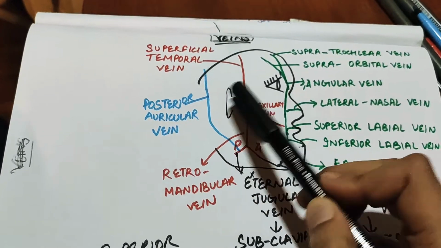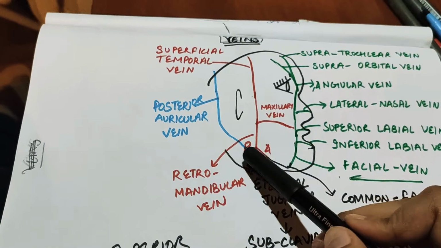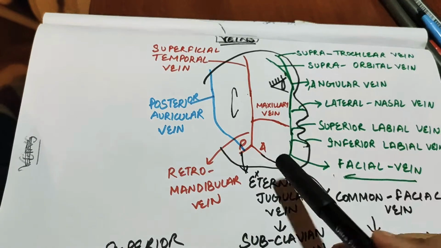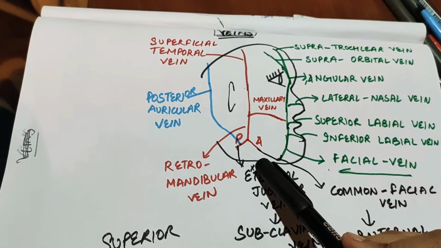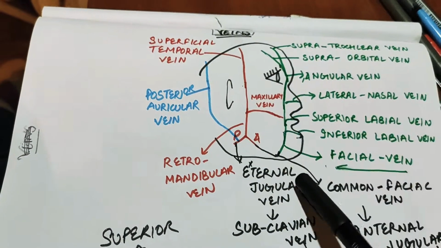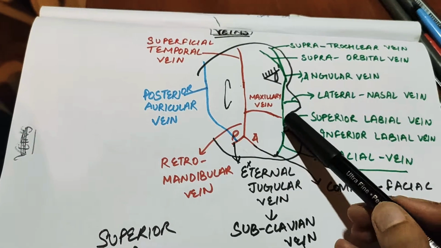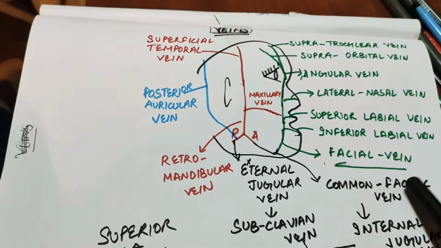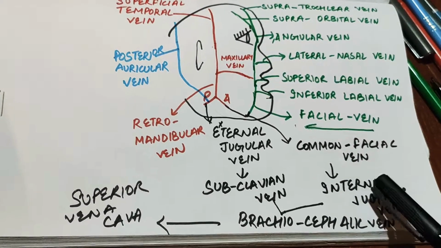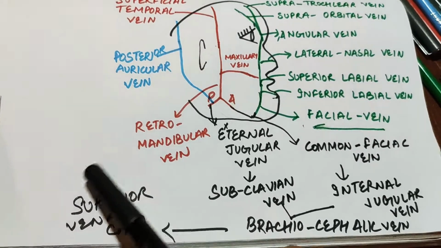This is the ear, and behind the ear is the posterior auricular vein. The posterior auricular vein joins the posterior part of the retromandibular vein. These two are posterior, so they are out of the game and will drain into the external jugular vein, and then into the subclavian vein. The anterior division of the retromandibular vein and the facial vein will drain into the common facial vein. When you are together, when you are common, it will drain into the internal jugular vein. Then internal jugular and subclavian will form the brachiocephalic vein and eventually drain into the superior vena cava.